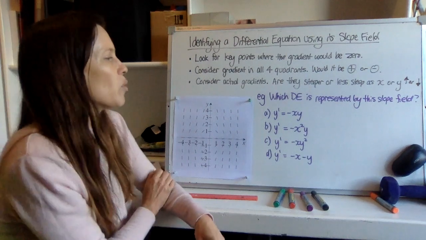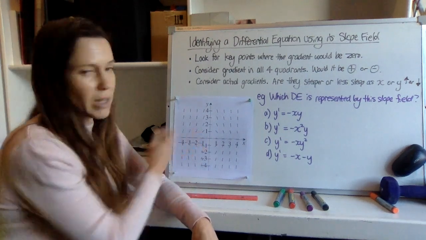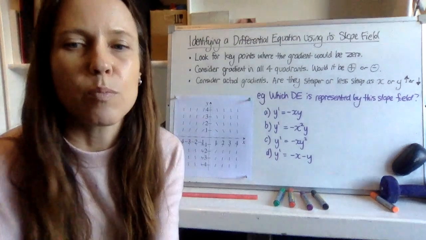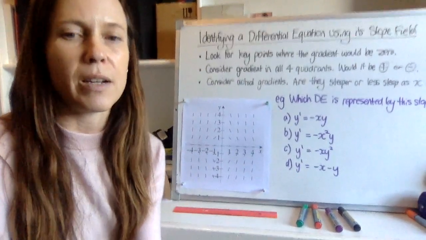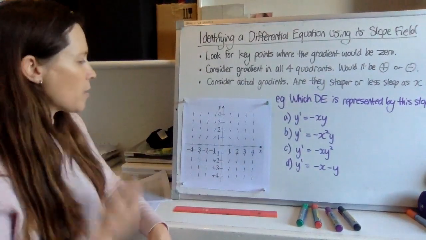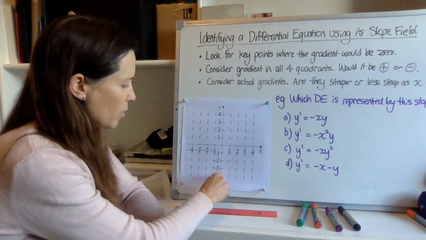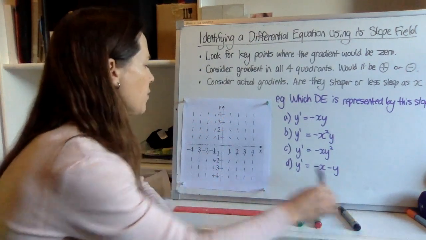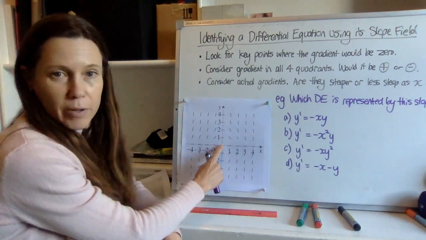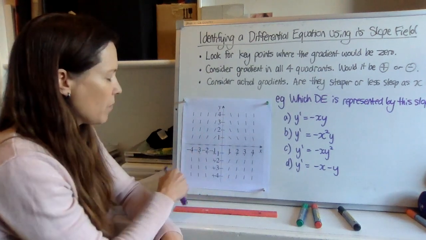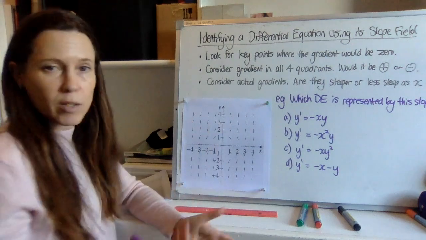So here's an example. Which differential equation is represented by this slope field? Let's just bring you in a little bit closer so that you can see it clearly. Now, some key things to look out for. I can see that the line segments are all on a gradient of 0 there when x equals 0 and when y equals 0 at the origin. So x being 0 makes y dash equal to 0.